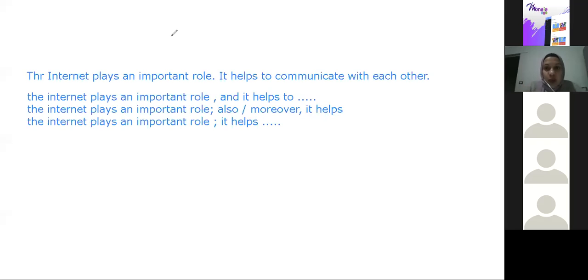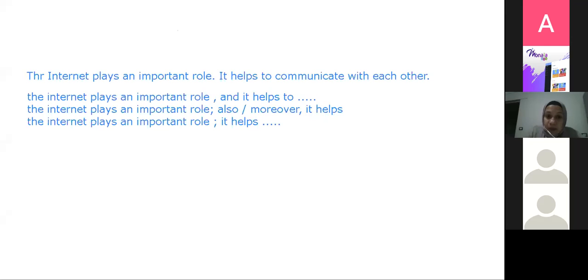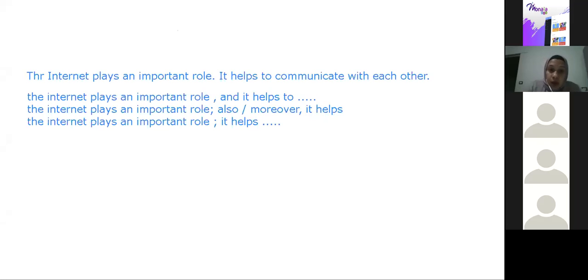Let's say the first one, which is the subordinating conjunction. So which one could suit this sentence, the addition? Because, okay. Yes, it could be because. Let's write it. How can you say it? You can say it to me? The internet plays an important role because it helps to communicate with each other. Great, perfect.